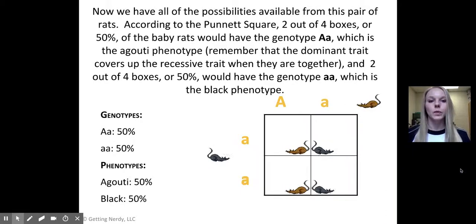According to the Punnett square, 2 out of the 4 boxes, or 50% of the baby rats, would have the genotype big A, little a, which is the agouti phenotype. Remember that the dominant trait covers up the recessive trait when they are together. And 2 out of 4 boxes, or 50%, would have the genotype little a, little a, which is the black phenotype.